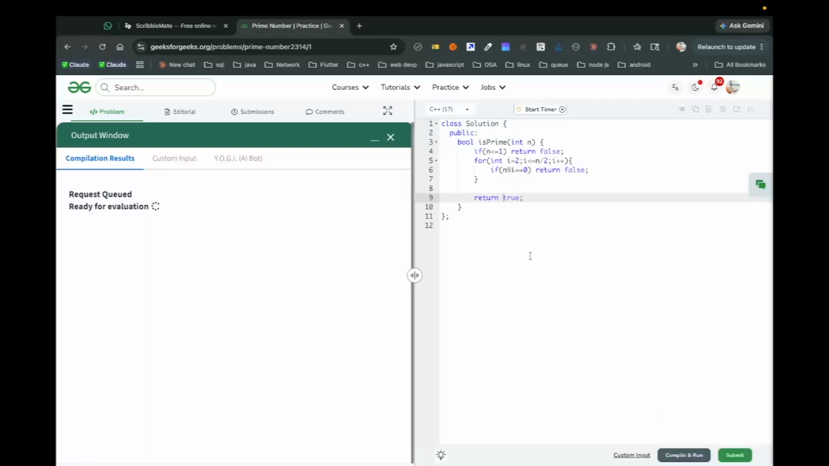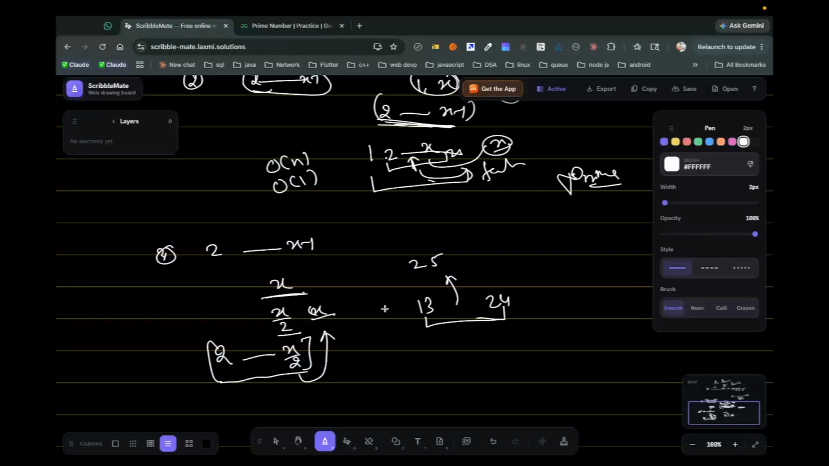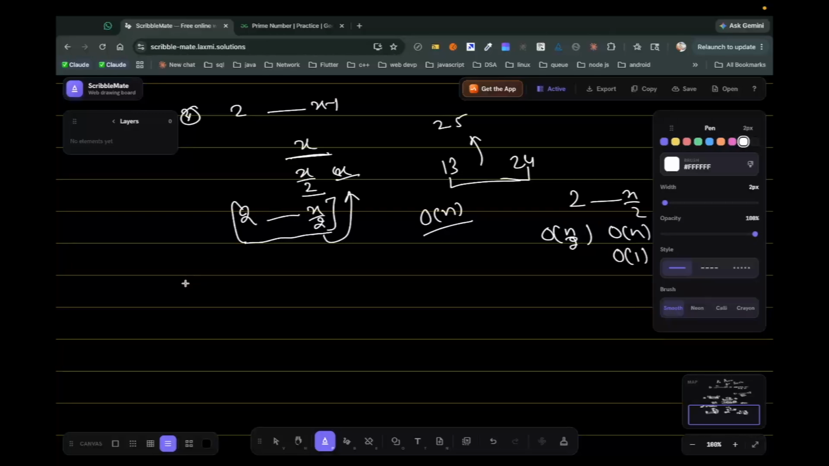So our base case has been passed, and now we'll submit to check whether it can pass all the test cases or not. And all the test cases have been passed, and the time complexity of this algorithm is still big O of n, right? Even though we have reduced the sample space from 2 to x by 2, it is big O of n by 2, which is still big O of n, and the space complexity is big O of 1. Now let's discuss algorithm 4. So we reached a sampling of 2 to x by 2, right?